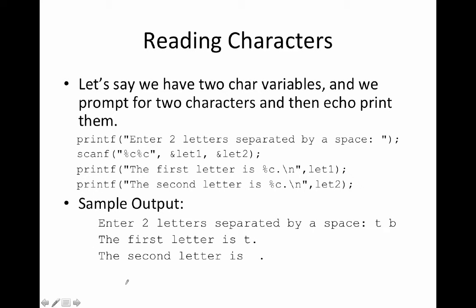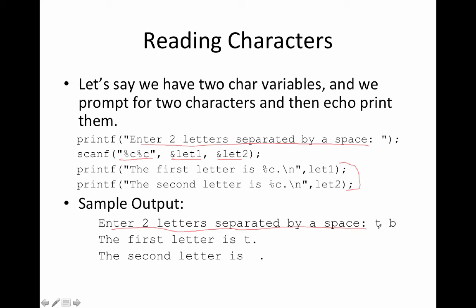Now, reading in characters is different because every single key that you hit is a valid character. So let's say we have two character variables, let1 and let2, and we're going to prompt the user for two characters and then echo print them. So I'm going to have a printf that prints enter two letters separated by a space. Then I have a control string that says %c%c, so we're reading in two characters into the locations or the address of two character variables, let1 and let2, and then we're going to echo print the value of let1 and let2.